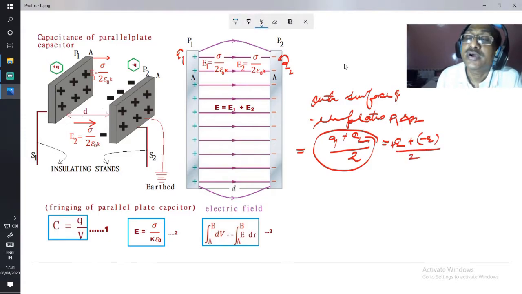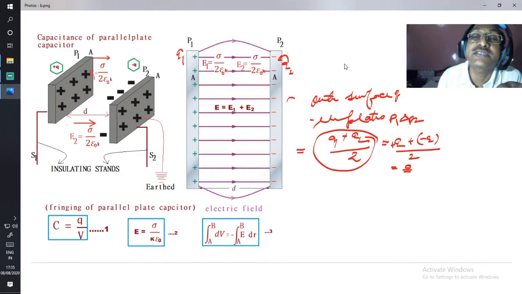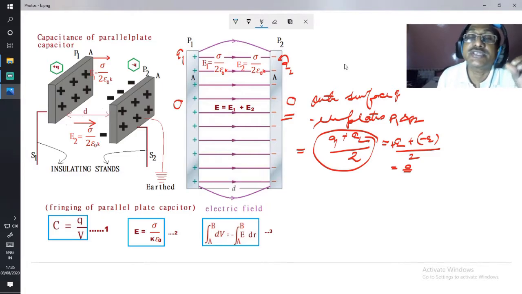Therefore, on putting the values of Q1 and Q2 to be Q and minus Q, we will find this to be 0. Therefore, we are observing here that the magnitude of the charge on the outer surface of the plates P1 and P2 is 0.